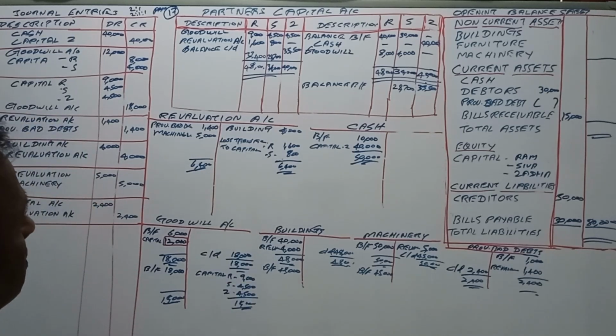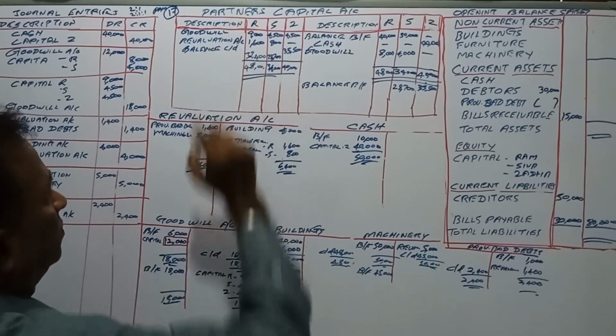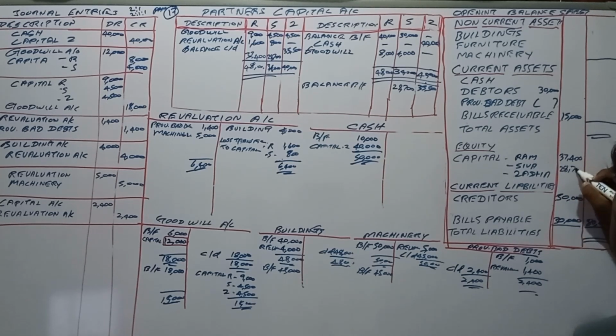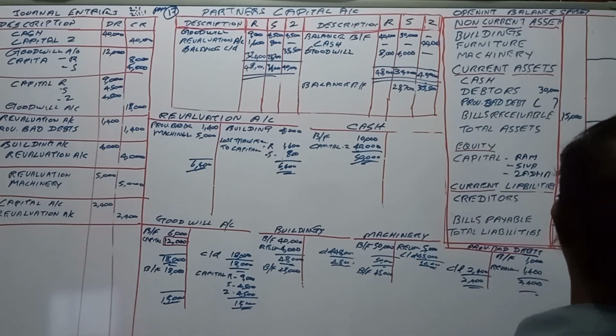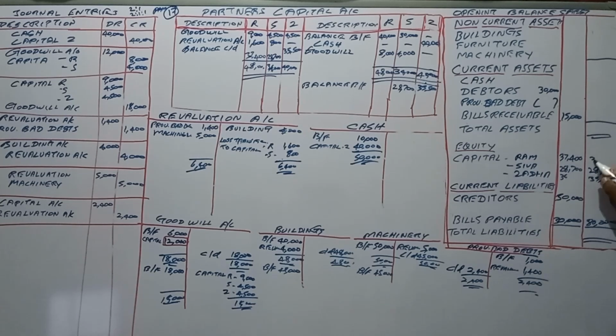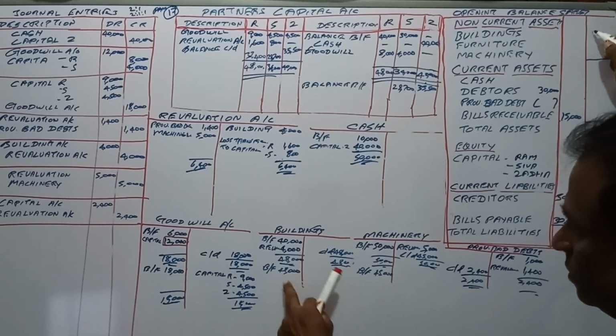37,400, 37,000, 35,500, 28,700, 37,400. Total 181,600. Right. This is buildings 48,000.